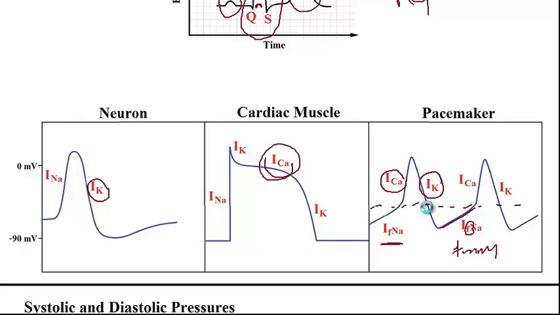Now, how do the SNS and PNS systems work? The sympathetic nervous system will increase the slope of the I_f. So once the slope increases, there will be faster firing.